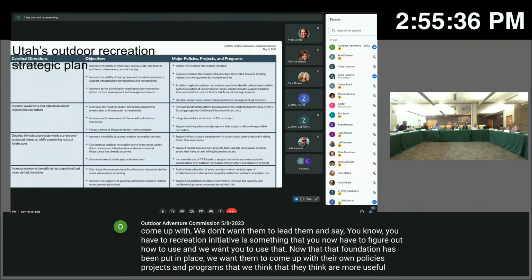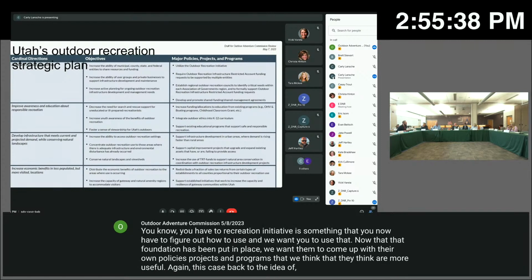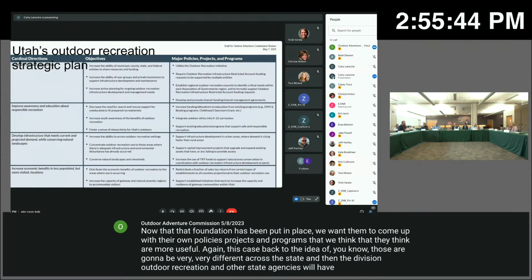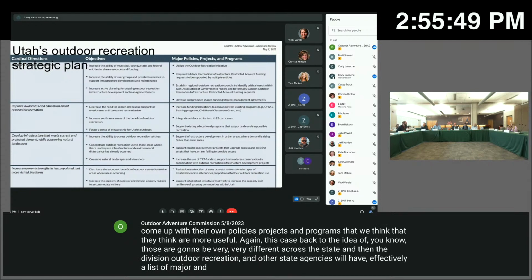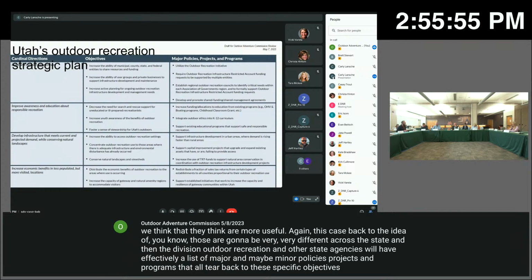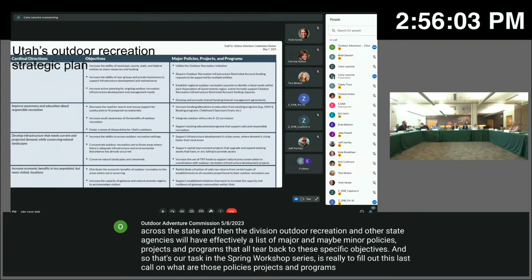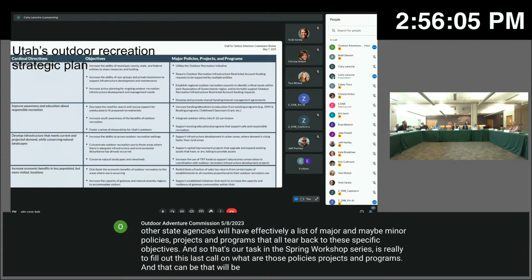Again, this gets back to the idea that those are going to be very, very different across the state. And then the Division of Outdoor Recreation and other state agencies will have effectively a list of major and maybe minor policies, projects, and programs that all tie back to these specific objectives. And so that's our task in the spring workshop series, is really to fill out this last column of what are those policies, projects, and programs. And then that will be included in the strategic plan as well.